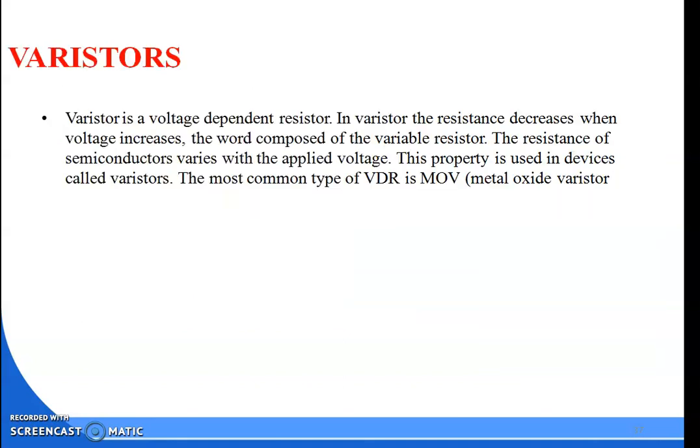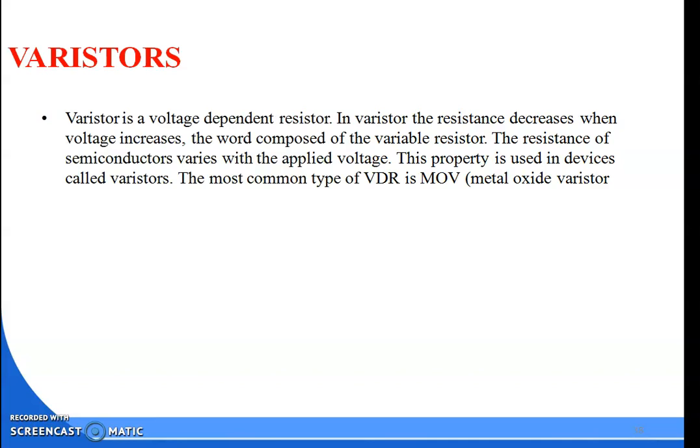Clear. Varistor, what is the varistor? It is a type of semiconductor. A varistor is a voltage dependent resistor. In a varistor the resistance decreases when voltage increases.